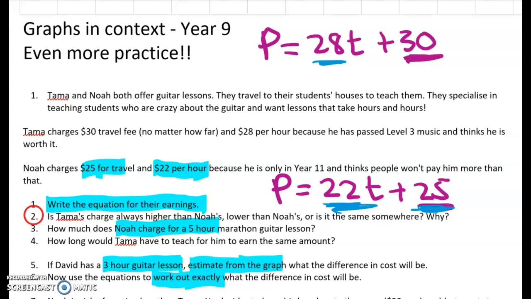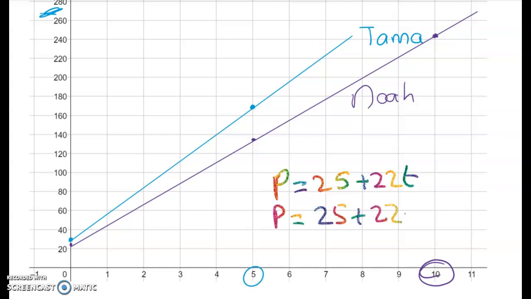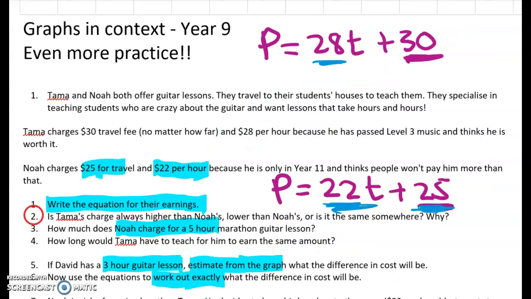So how much does Noah charge for a 5-hour marathon guitar lesson? Well, we already did that one over here. Okay, so we're substituting into the formula. P is equal to 25 plus 22t. So substituting in 5 gave me 25 plus 22 times 5, which gave us 110, 135. So that's what he gets for a 5-hour lesson.